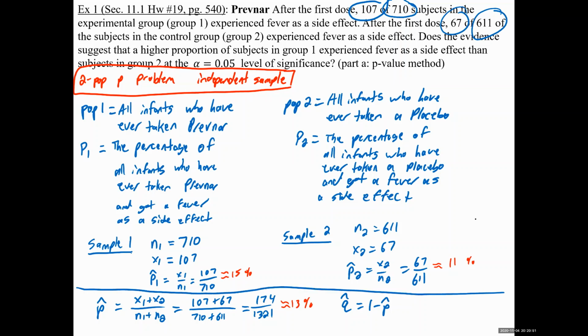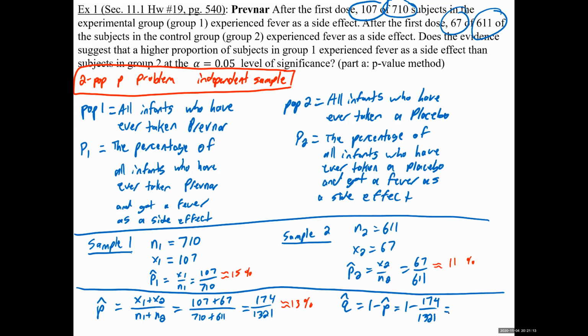Okay, I'll put another line here. So that is 1 minus the P hat, 174 over 1321. And the way I do this, here's what I'm going to do. I'm going to type it in the calculator, 1 minus 174 divided by 1321. When I get the answer, I get some long decimal, and I don't want to round it, so what I'm going to do is change it to a fraction.